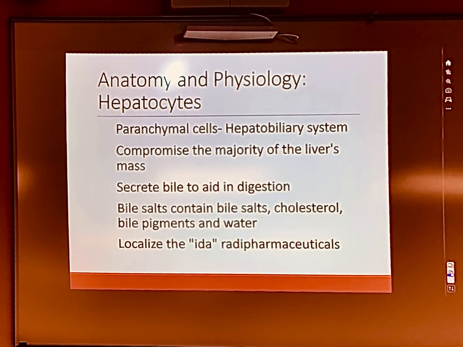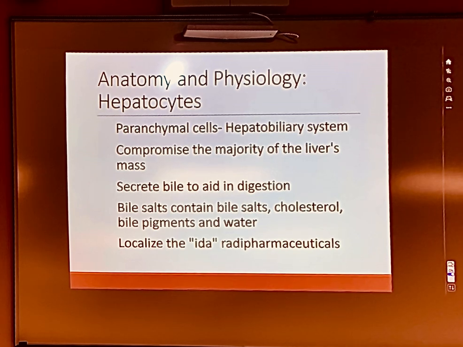Okay. So anatomy and physiology of those hepatocytes, right? The hepatobiliary system is made up of parenchymal cells, okay? It comprises the majority of the liver's mass. Its big job is to secrete bile to aid in the digestion of the foods that we eat. And bile is a fluid that contains bile salts, cholesterol, bile pigments, and water.